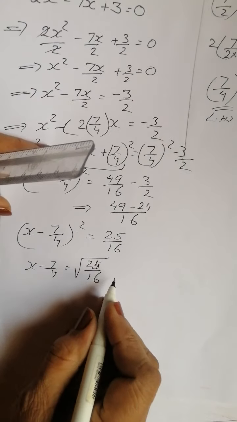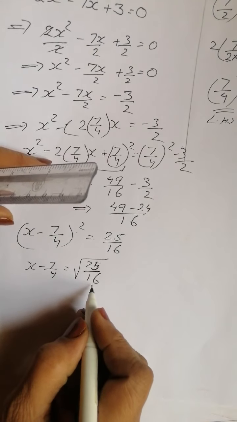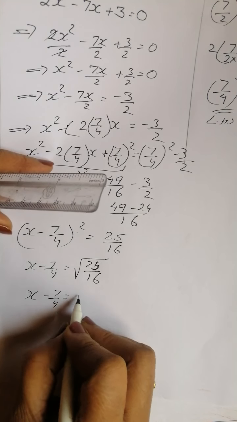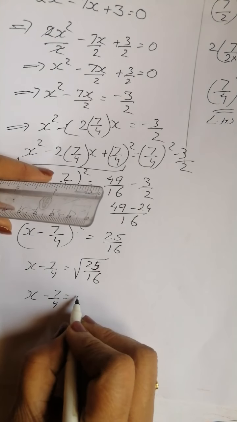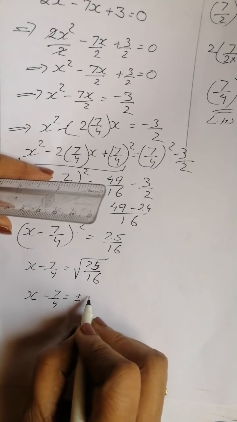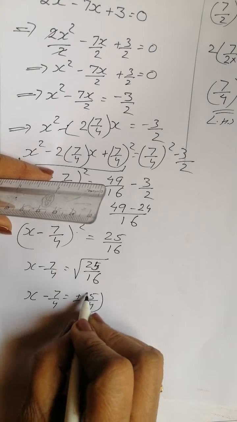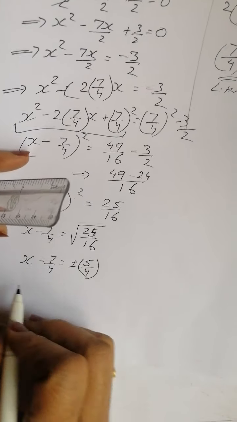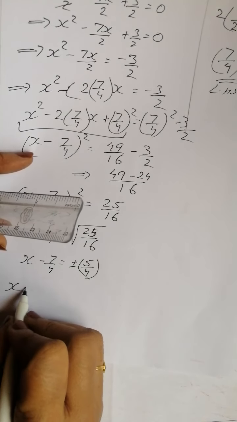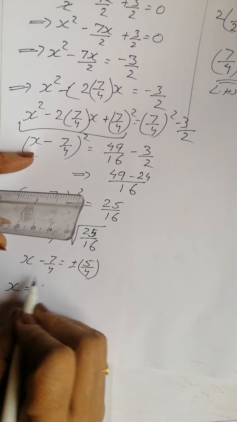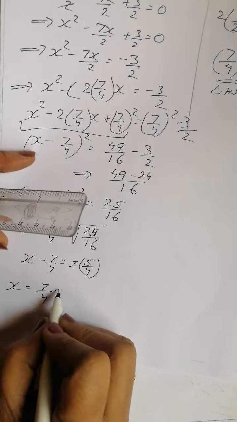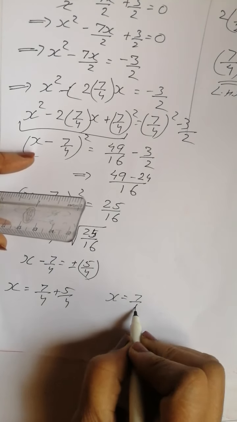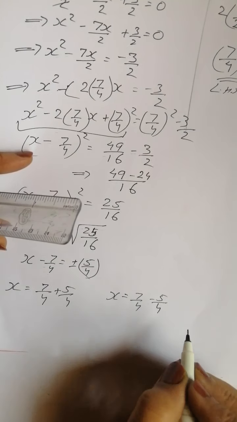Now 25, root of 25 is what? 5. Root of 16 is what? 4. So we'll get the answer x minus 7 by 4 is equal to, root comes into plus or minus 5 by 4. Is it not? Because if in root you are removing, you have to get plus or minus. Now, if I take x is equal to, bring this 7 by 4 here. If I take plus 5 by 4, I will get one answer. If x is equal to, with 7 by 4 come this side, plus, I take minus 5 by 4.